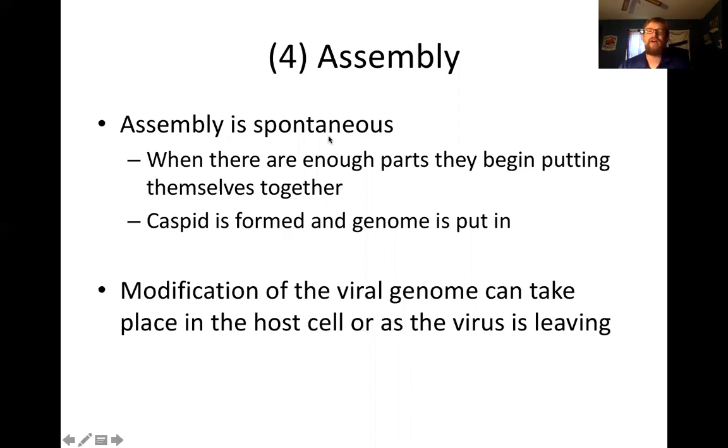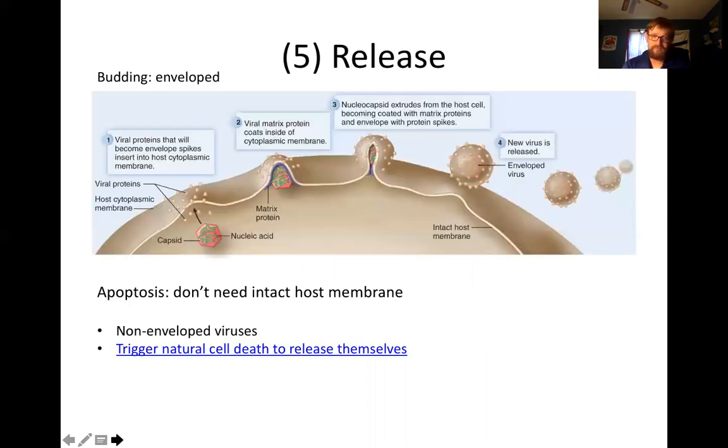And what's really cool here is that it's spontaneous. We don't really have a great understanding of how viruses know this, but when they reach that critical threshold of having enough components around to start assembling, they just start doing it, right? And so there still is a lot to know.